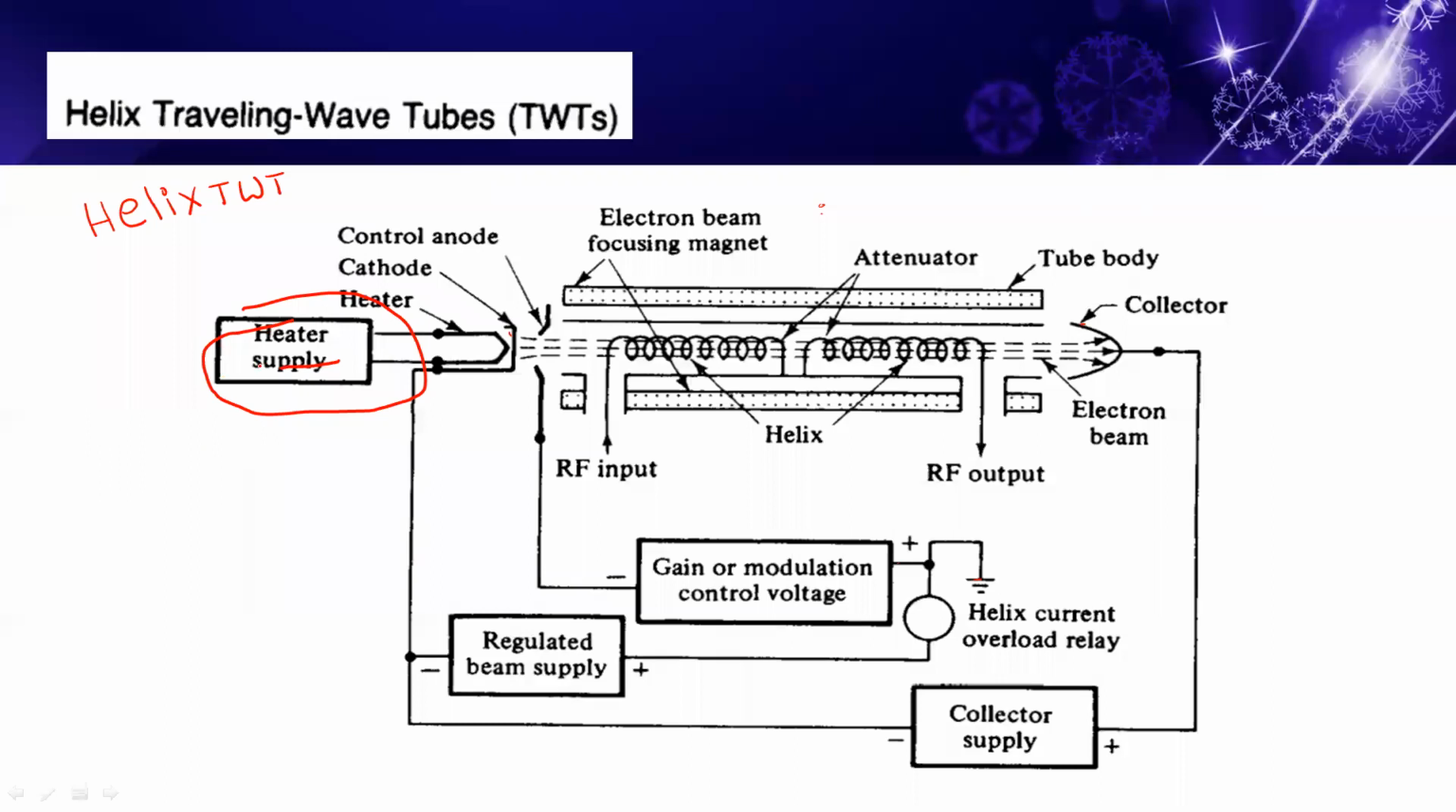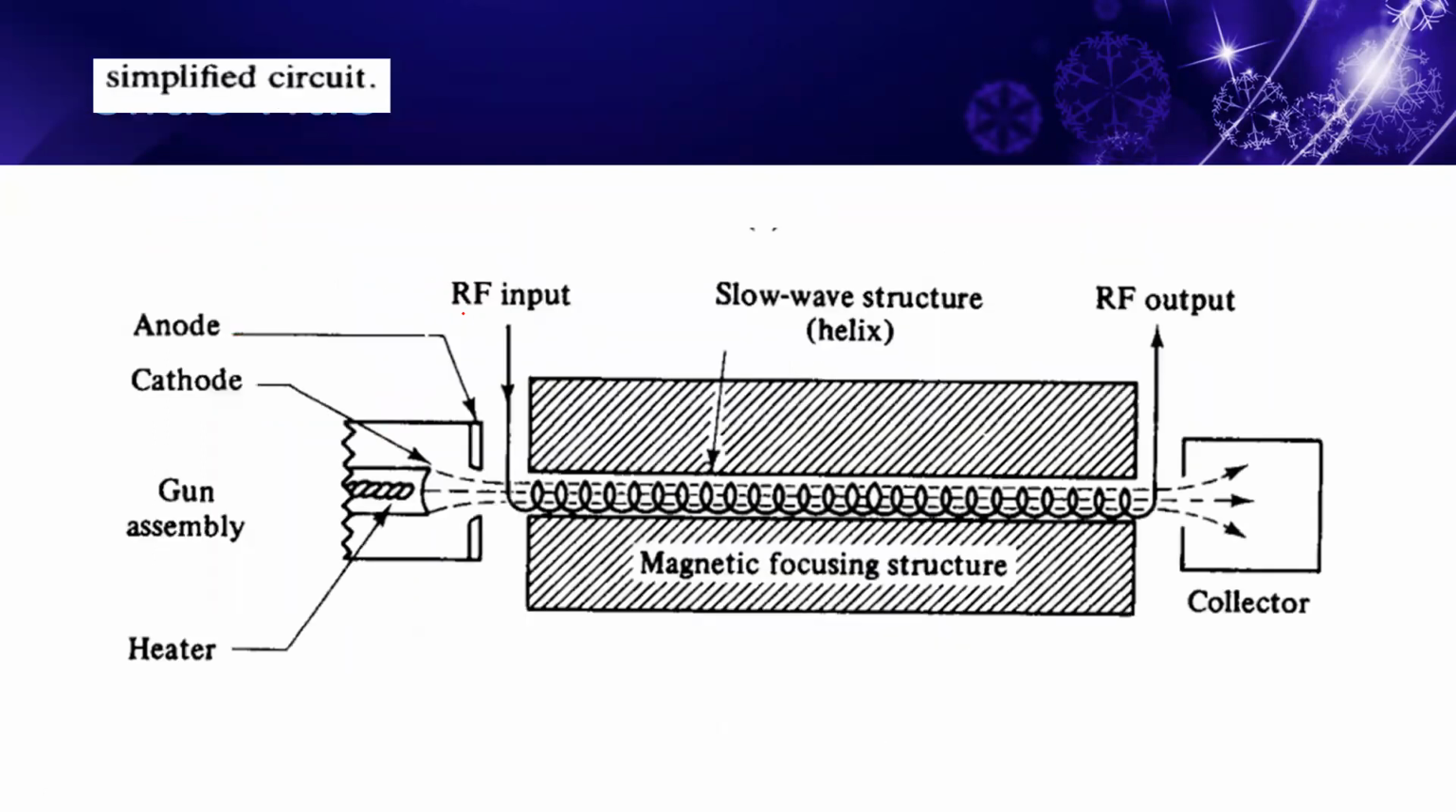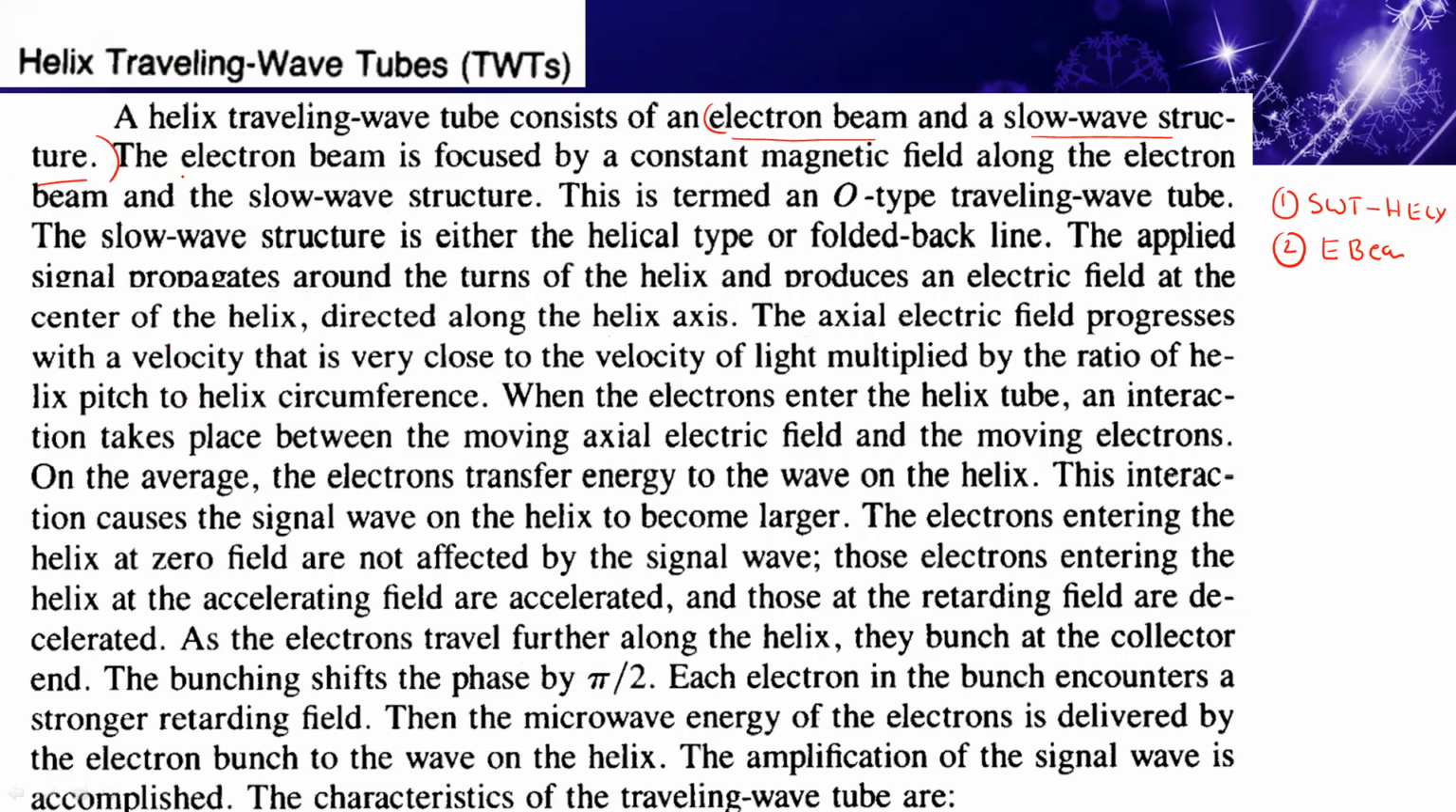In this heater, electrons are generated by the cathode. Those are available as the electron beam. The electron beam is focused by the magnetic field along the electron beam and the slow wave structure. So that is the main important part of this helix traveling wave tube.